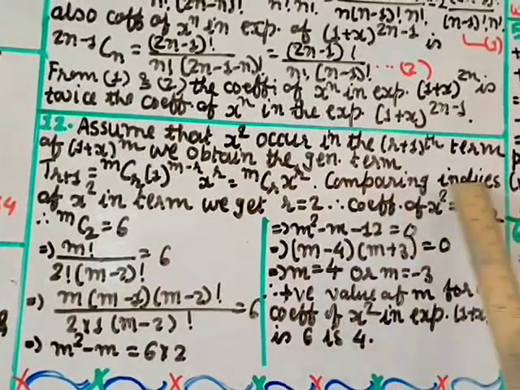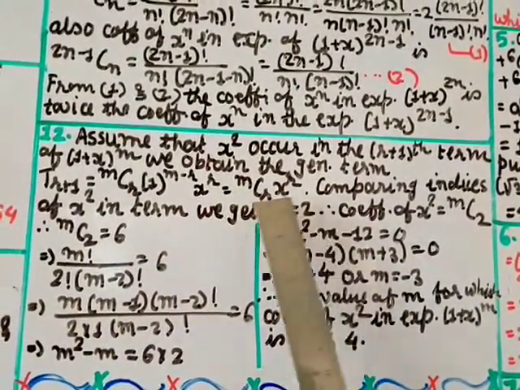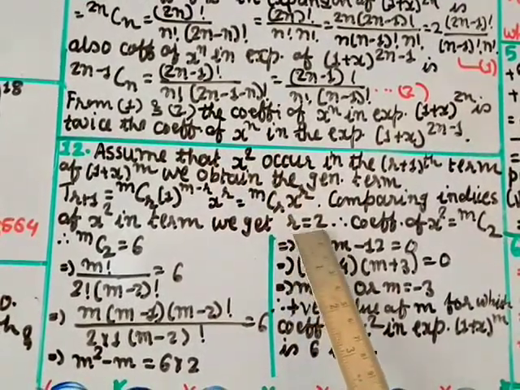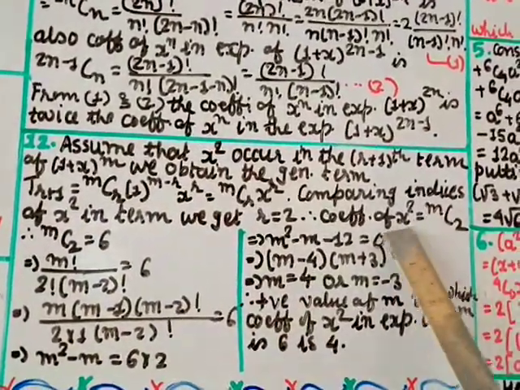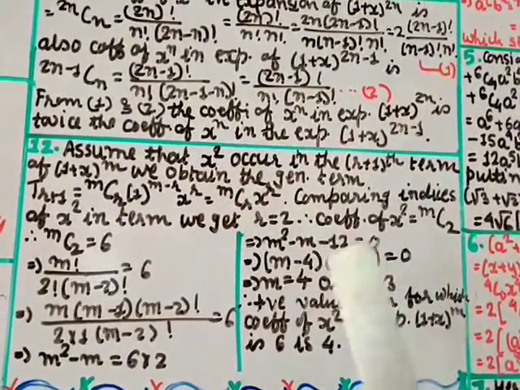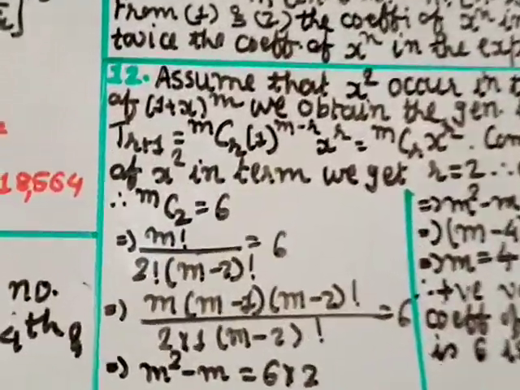Now comparing indices of x square in the term, we get r equal to 2. If you see here, x square, so the index of x is r, so r and 2, so the r value is 2. Therefore the coefficient of x square: now put the value r equal to 2 instead of r, so the coefficient of x square will be m C 2. Putting the value, you get here m C 2. Now m C 2, given in the question, is equal to 6. So m C 2 equal to 6.